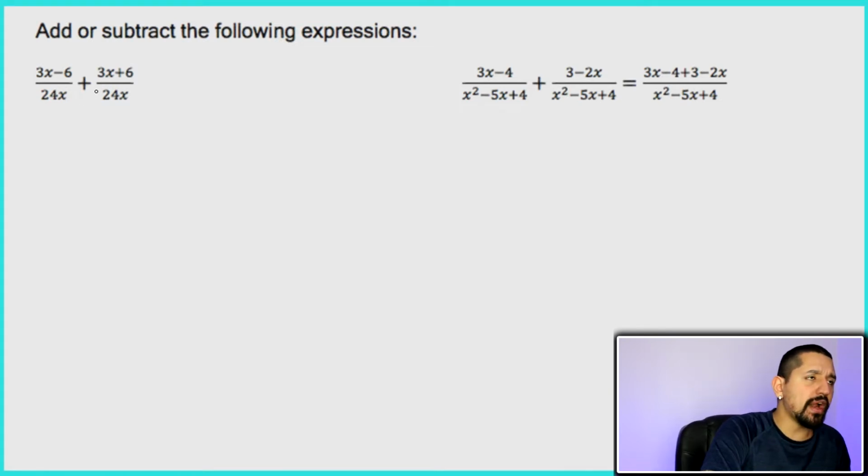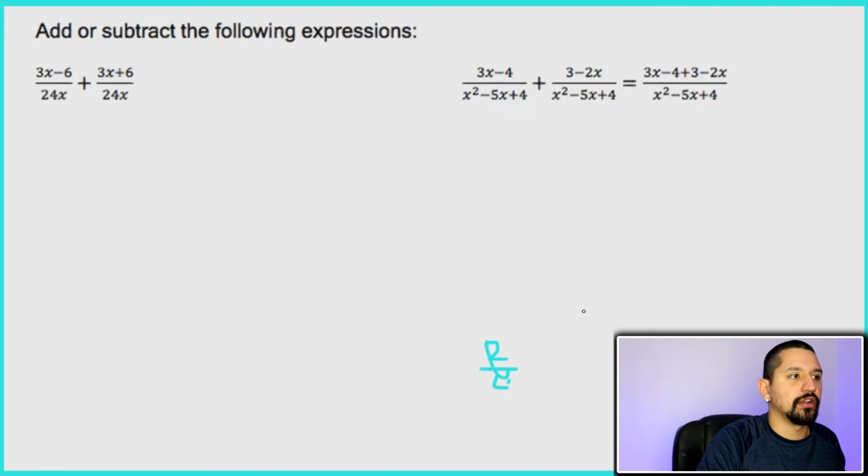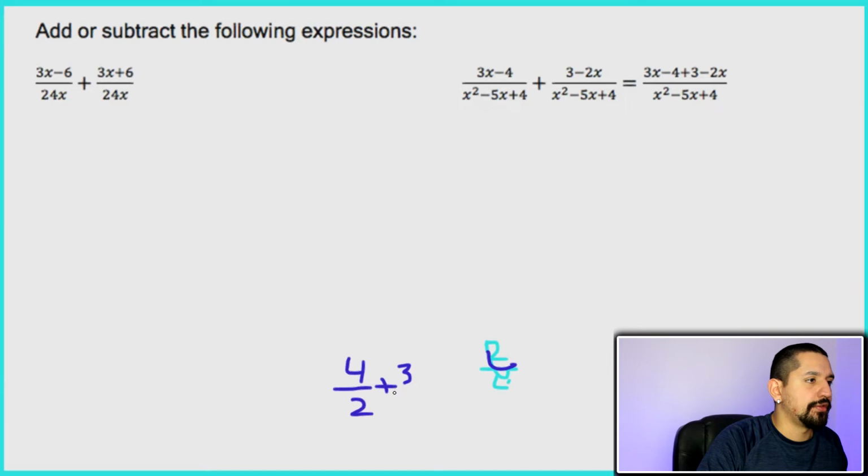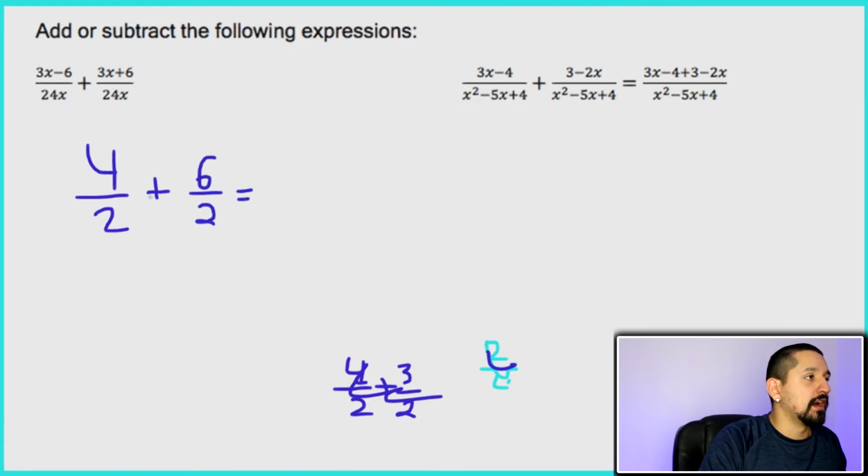Now, when we are adding fractions, as a refresher, let's do a quick example. 4 divided by 2 plus 6 over 2. Let me show you what you would think to maybe do. Well, first of all, how would we do this normally? Well, 4 divided by 2 is 2, plus 6 divided by 2 is 3, 2 plus 3 is 5.